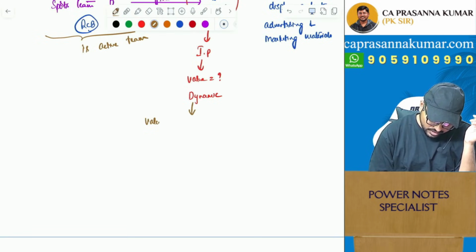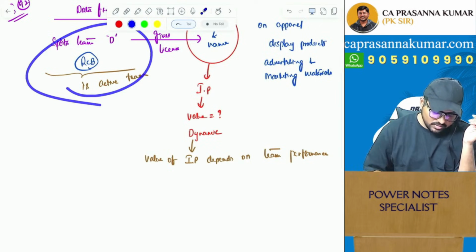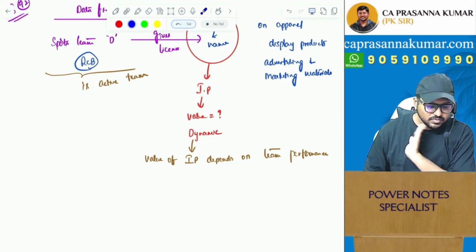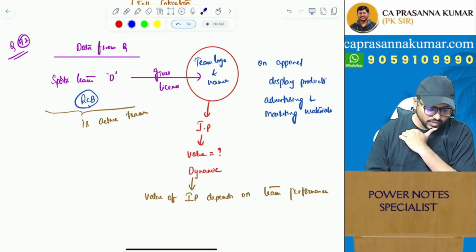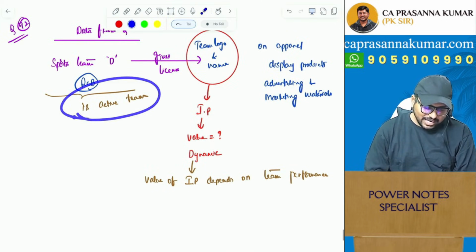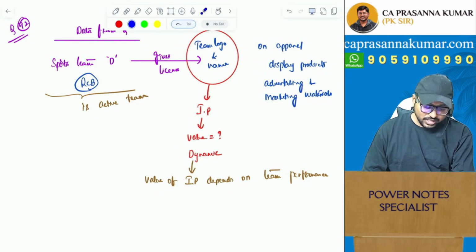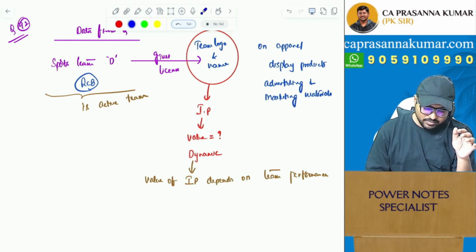Because the value of IP depends on team performance, isn't it? Suppose during that time this team, RCB, has won the IPL Cup. Don't you think that their value will increase? Exactly. More and more people will buy the apparel, display products, advertising and marketing materials. So when this team is an active team, it continues playing games, fields competitive teams and brand visibility will be there. So therefore, it will significantly affect the value of the team name and logo, which the so-called Maker M is using on its apparel. You understand the point? Apparel, right?